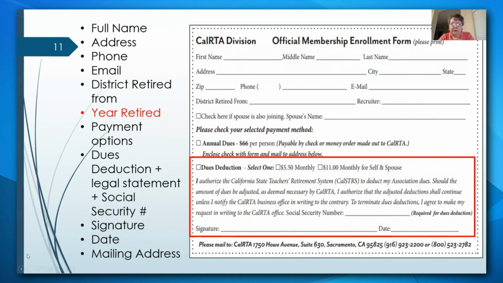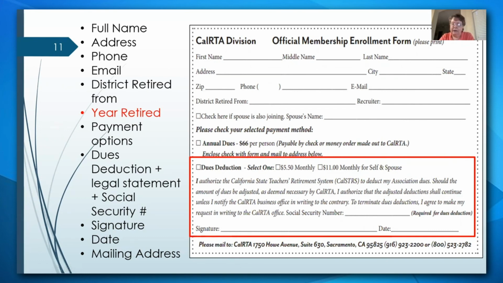Here's an example of one division, their membership enrollment form, that includes just about everything. First name, middle name, last name, full address, phone, email, district retired from. They must have had a membership drive going on because they put recruiter there, but that would be the place to put the year somebody retired. And then below are the two ways that they can join. One, annual dues, $66, check, money order, cash, I don't think so.